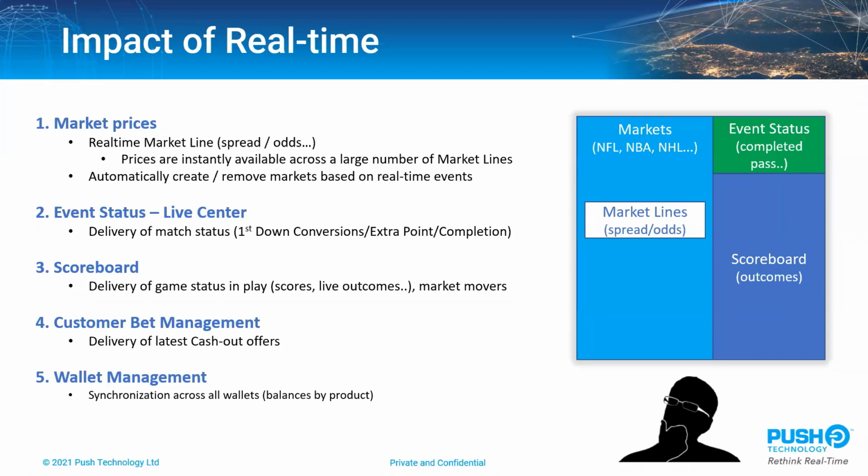Top right hand corner is about the status of that particular event, and then the outcomes inside of the scoreboard, which kind of gives us the next step here of that live center. Delivery of match status, of that event status. How many first down conversions? When do they occur? Extra points, completions.